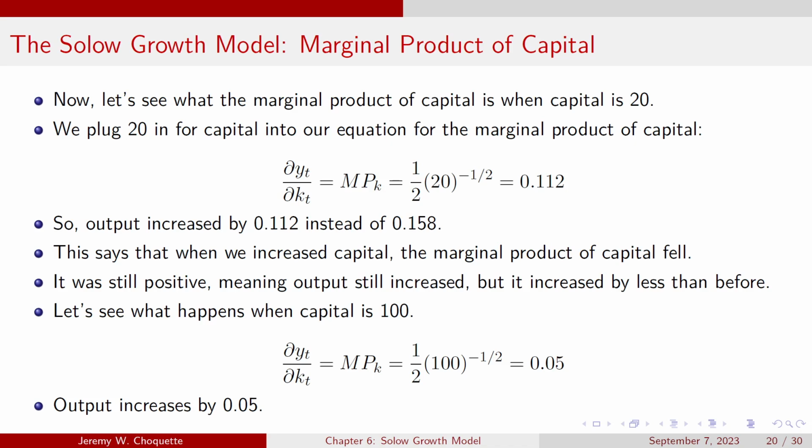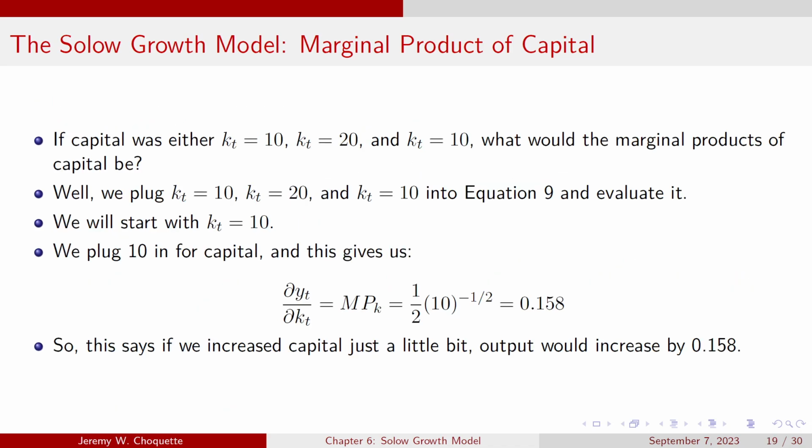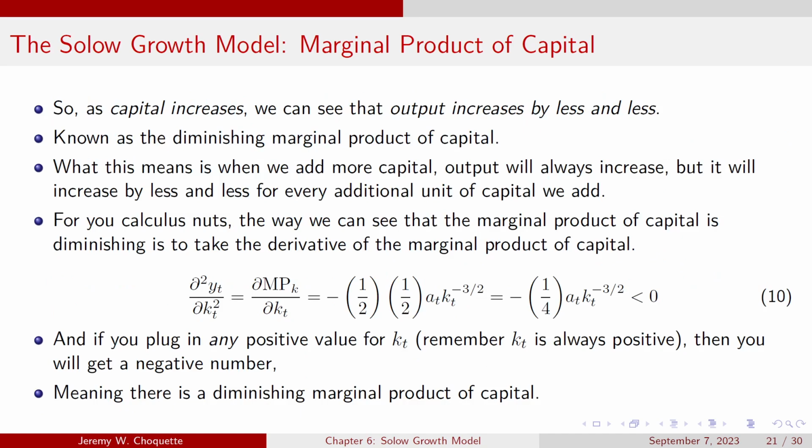But it's increasing it by way less than if capital was at 20, or if it was at 10. So as capital increases, we see the output increases, but it does so a little less the more we add. This is what's known as the diminishing marginal product of capital. And what it means is that when we add more capital, output's always going to increase, but it increases by less and less for every additional unit of capital that we add.